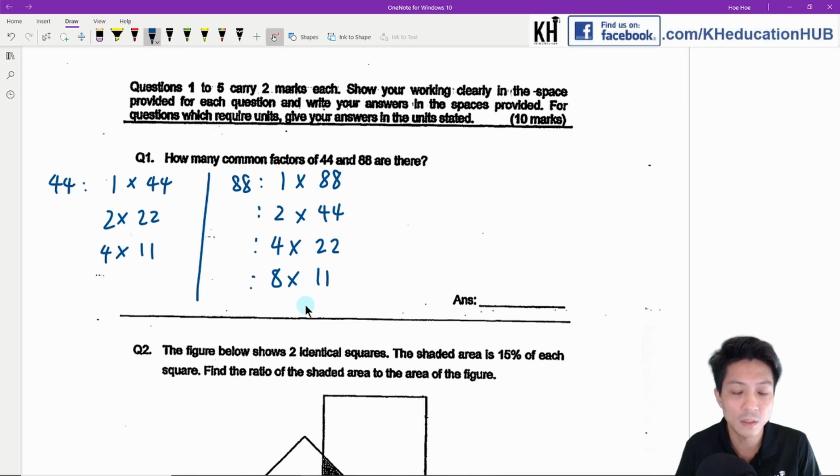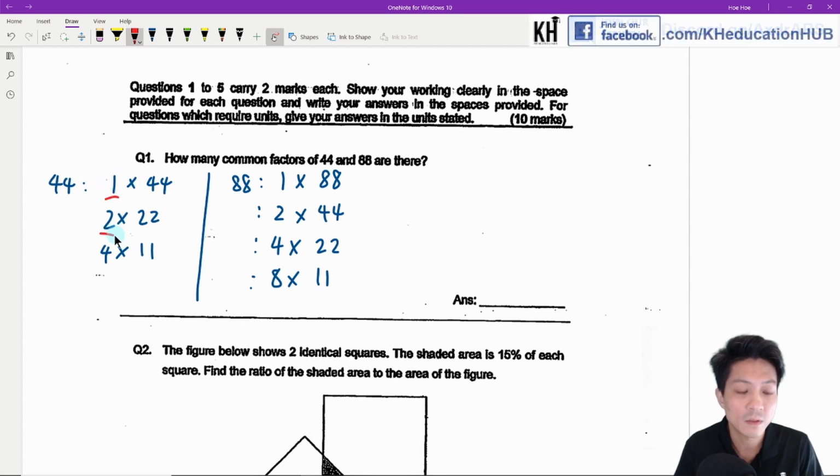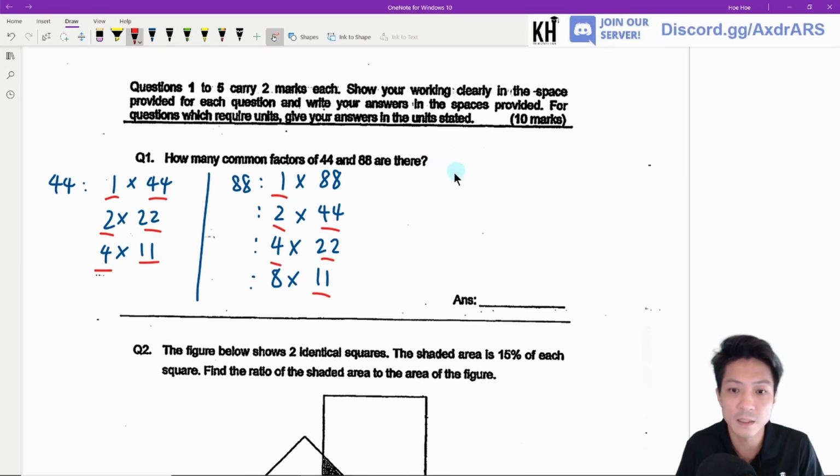I don't think it can be divided by 9, 10, 11, 12, and so on. So these should be the factors. Then the next step, we just need to circle the common factors. 1, 2, 4, 44, 22, 11. Which means that there are 6 common factors.